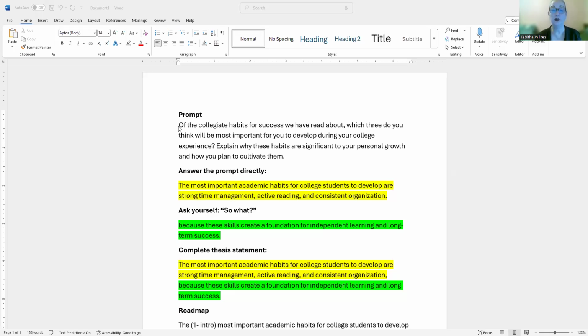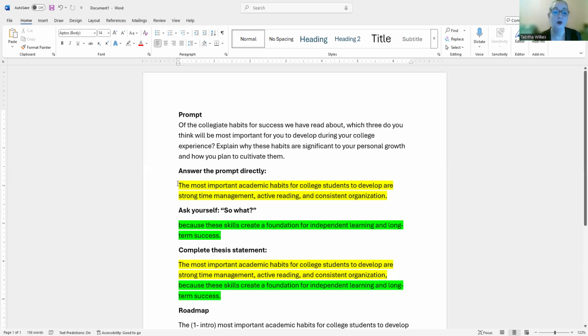So when you have a prompt, first thing you have to do is you need to answer that prompt directly. So here's a direct answer. The most important academics for collegiate students to develop are 1, strong time management, 2, active reading, and 3, consistent organization. So that answers the prompt. What are the 3 most important habits to develop? But after you have answered this would be a basic thesis statement. Then you have to ask yourself, so what? So what? So why is that important? And then you're going to add, because these skills create a foundation for independent learning and long-term success. Maybe that's not your so what, that was my so what. Your so what will be important to you and the direction you're taking your essay in.